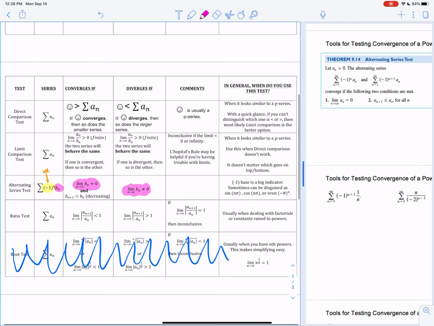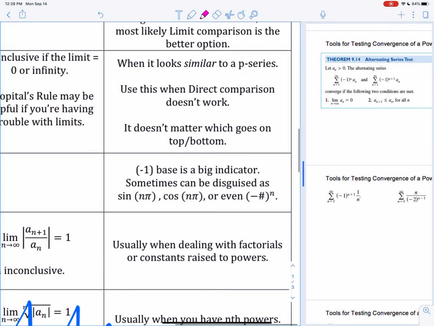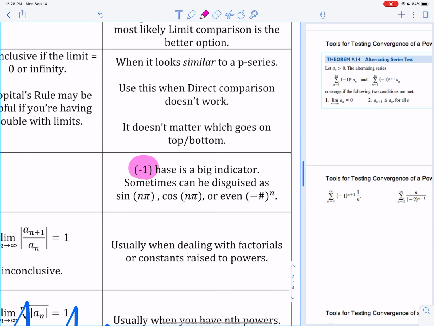So here I wrote for the notes, when you have -1 as a base, that's a big indicator that you should probably use the alternating series test. I say usually, not always, because it depends on every single problem. I also made a note that sometimes the alternating piece can be disguised as a sine n pi or a cosine n pi, and even a negative number to the nth power. I'll show you how we can run into that. All right, so here we go.